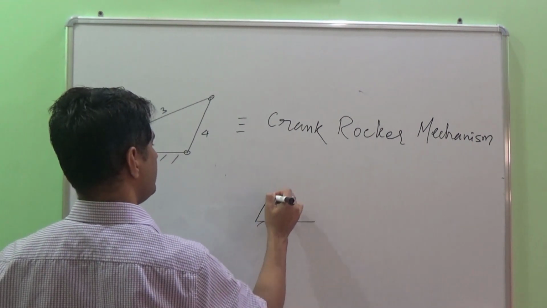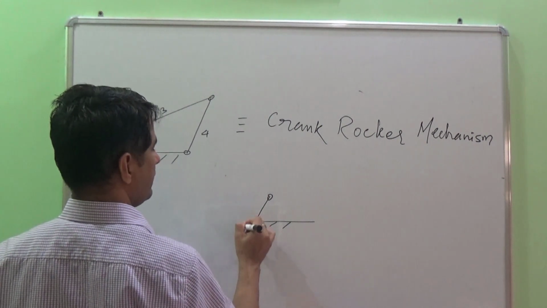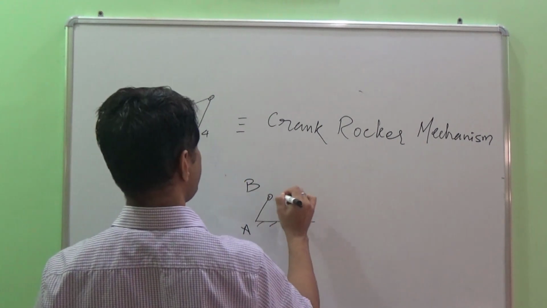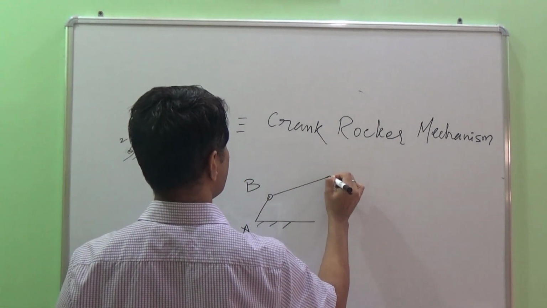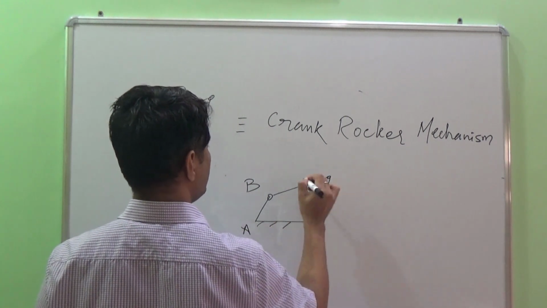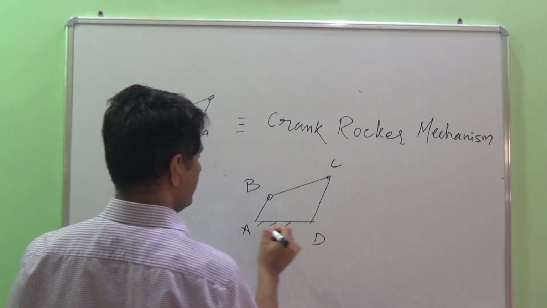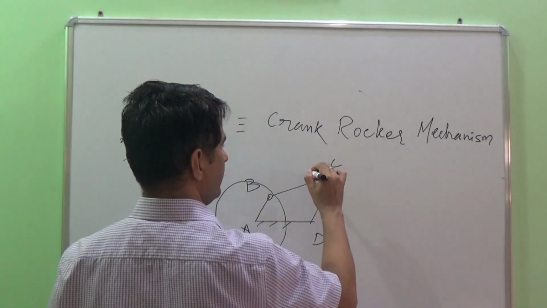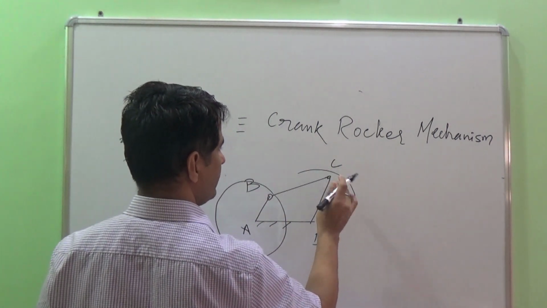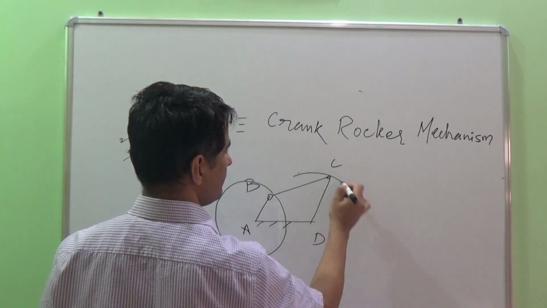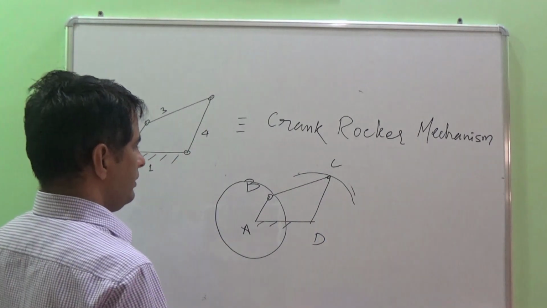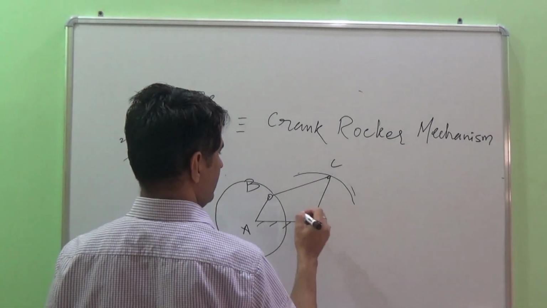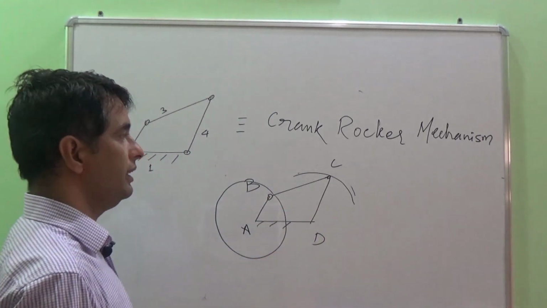If you draw it separately, then in this, you can name the different endpoints. When this point rotates, then this point can only oscillate. So this is how this crank-rocker mechanism functions. I have shown it in the animation.